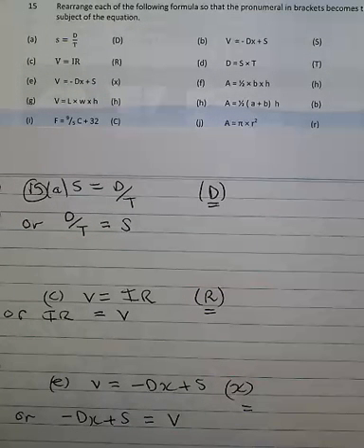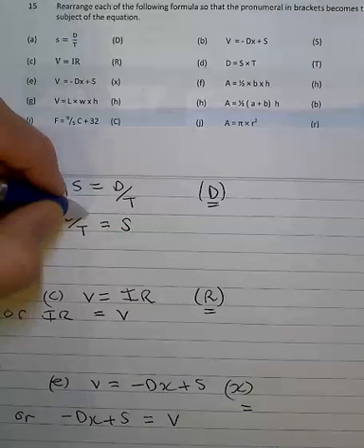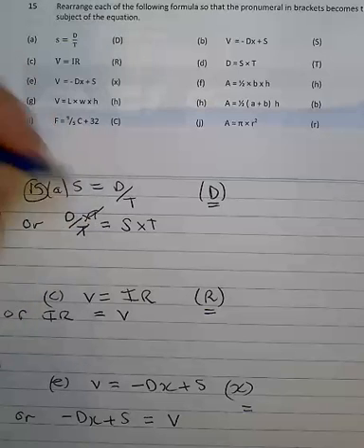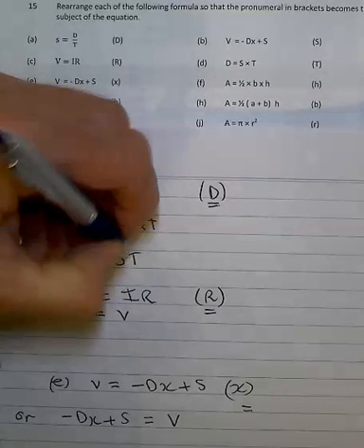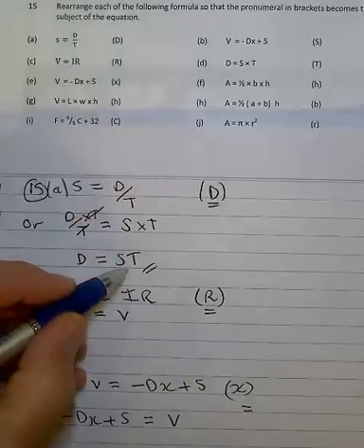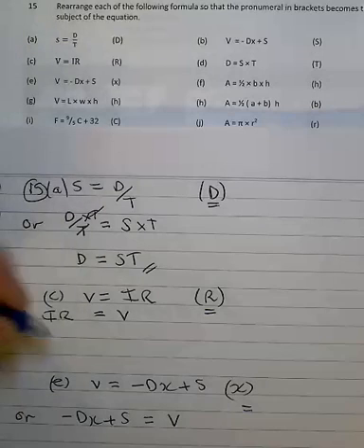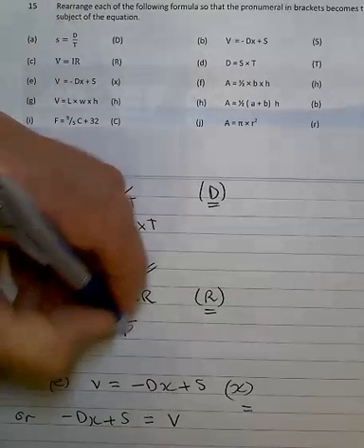Now in the first instance, I've got a divided by T that is blocking the D being by itself. I multiply both sides by T to undo that. Notice here I haven't bothered putting a multiplication sign. It's conventional in maths not to do that. The next instance, I've got a times R, I divide both sides by R.